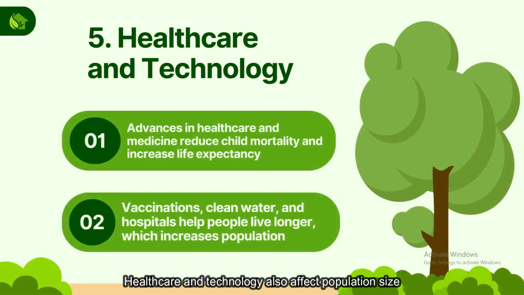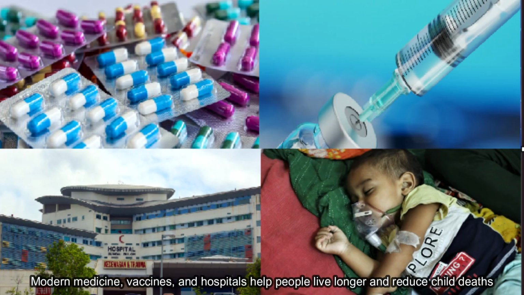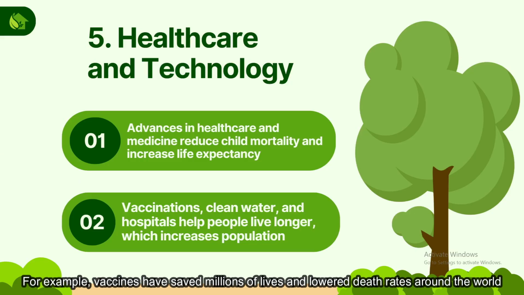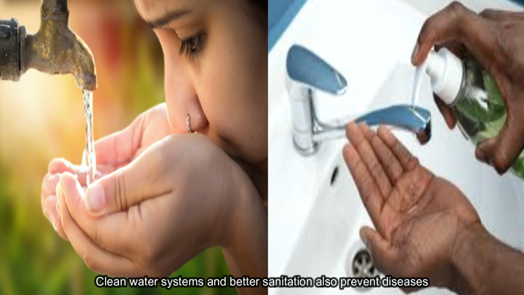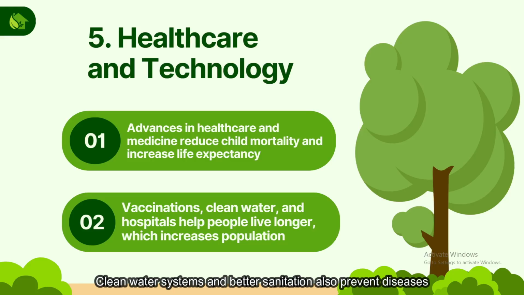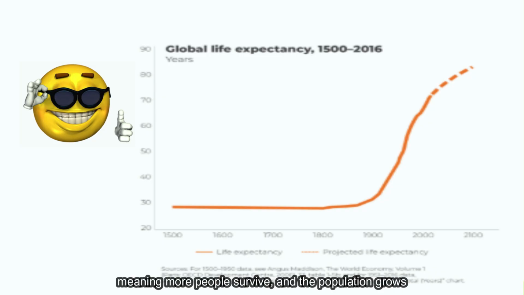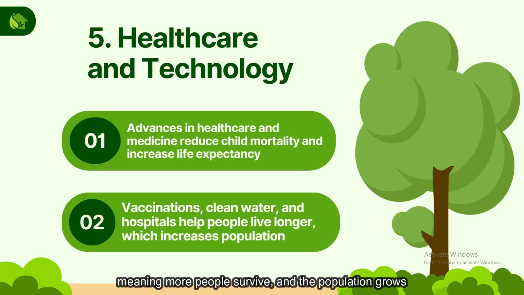Healthcare and technology is also a factor that affects the population size. Modern medicine, vaccines, and hospitals help people live longer and reduce child deaths. For example, vaccines have saved millions of lives and lowered death rates around the world. Clean water systems and better sanitation also prevent diseases. All these improvements lead to longer life expectancy, meaning more people survive and the population grows.